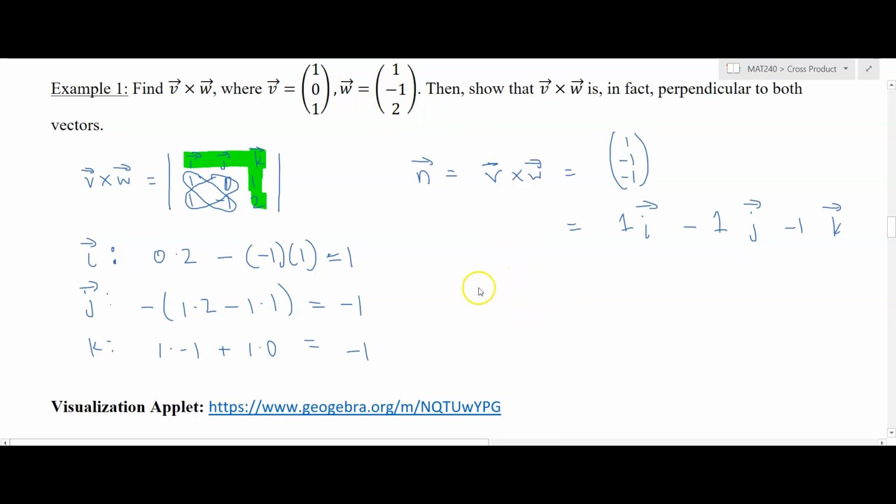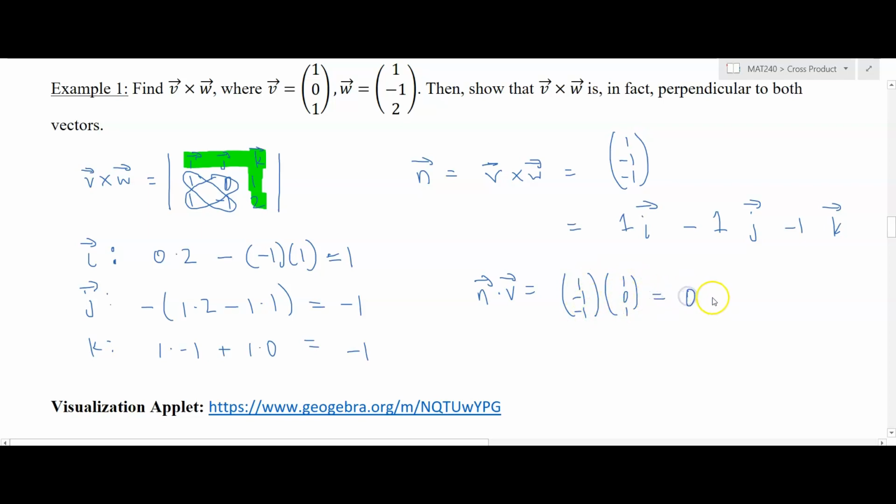To verify, let's compute the dot product between n and v. That's going to be 1, negative 1, negative 1 times v, which is 1, 0, 1. We can see we get a positive 1, 0, negative 1.